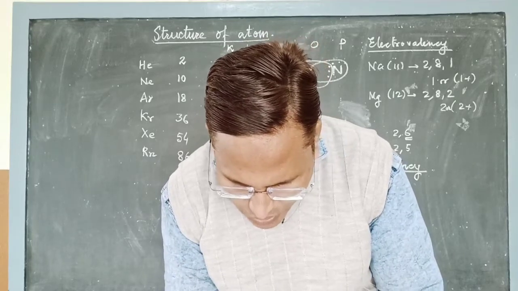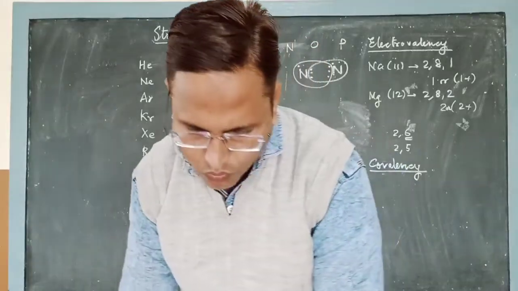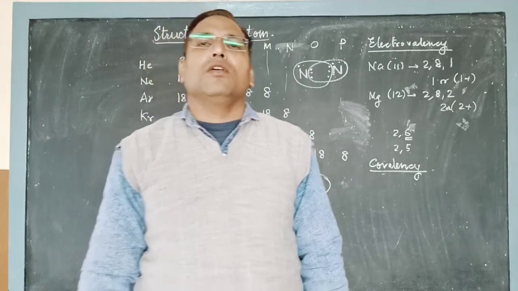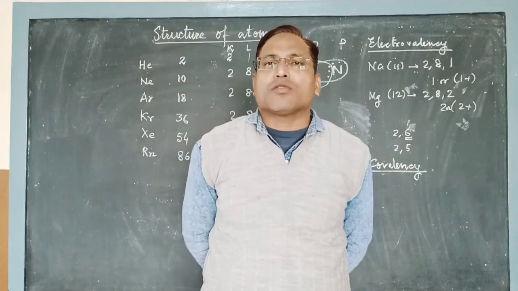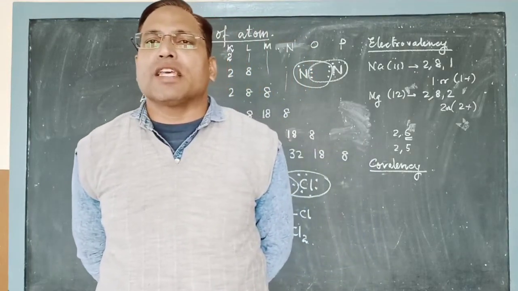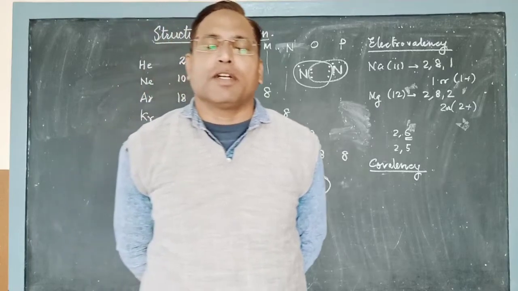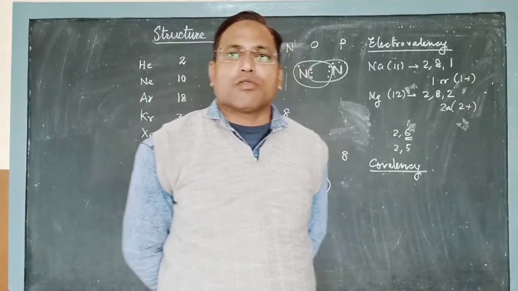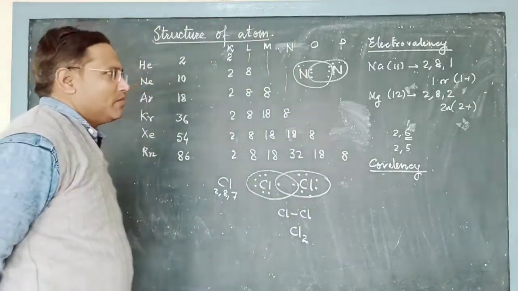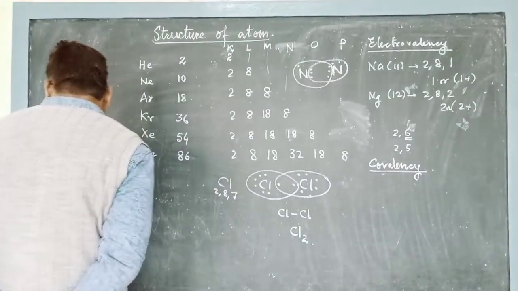Next we have isotopes and isobars. What are isotopes? Isotopes are the atoms of the same element having the same atomic number but different mass number.